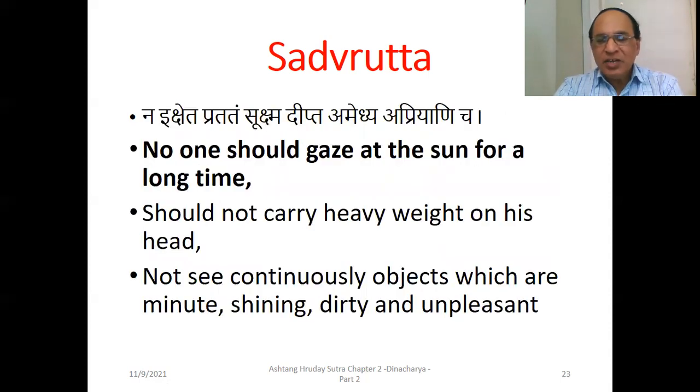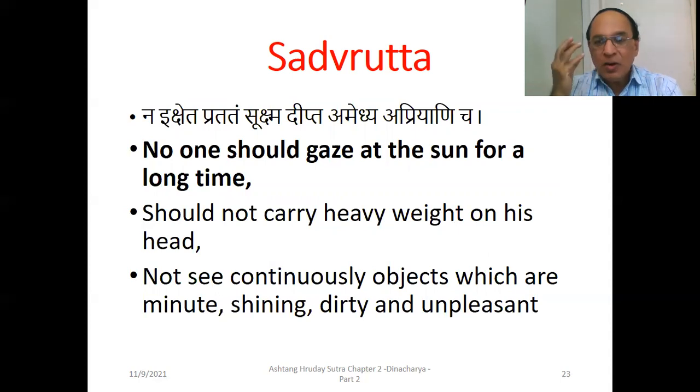Okay. Na ikshet pratata sukshma dipta amedya apriyani cha. Regarding your eyes, no one should gaze at the sun for a longer time. Of course, everybody knows that rays can damage your conjunctiva. Should not carry heavy weight on the head. This is also not correct, because there is a pressure on your brain tissues. That is not good. Not see continuously objects which are minute, shining, dirty, and unpleasant.